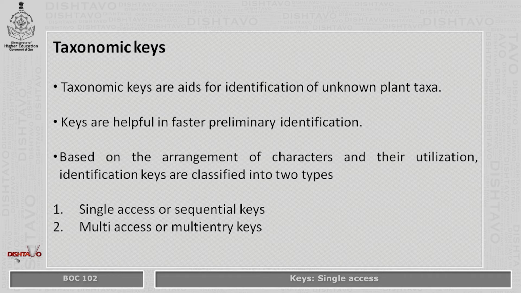What are taxonomic keys? Taxonomic keys are aids for identification of unknown plant taxa. Keys are helpful in faster preliminary identification. Based on the arrangement of characters and their utilization, identification keys are classified into two types: single access, also known as sequential keys, and multi-access, also known as multi-entry keys.